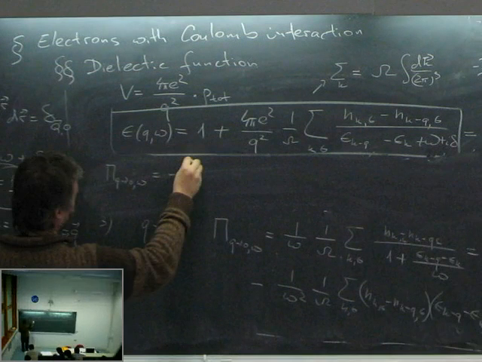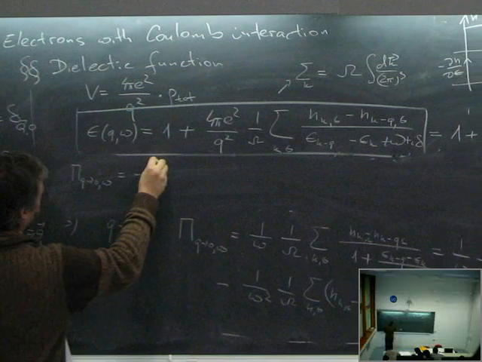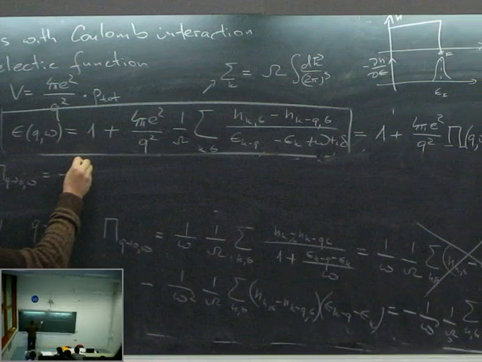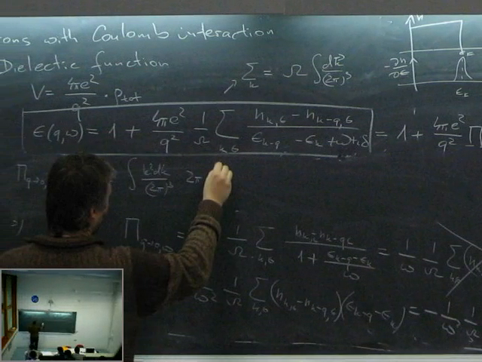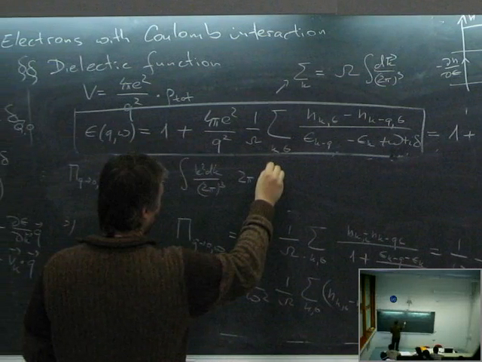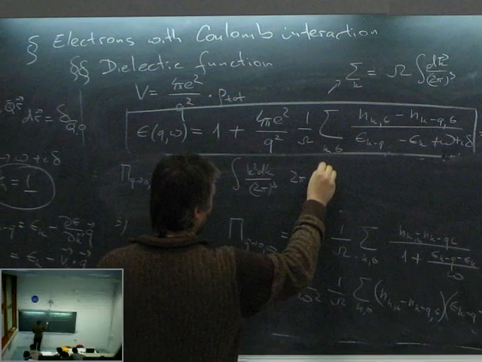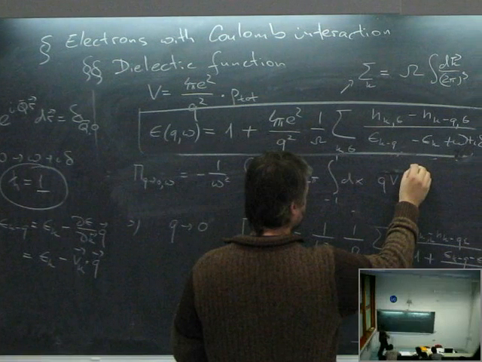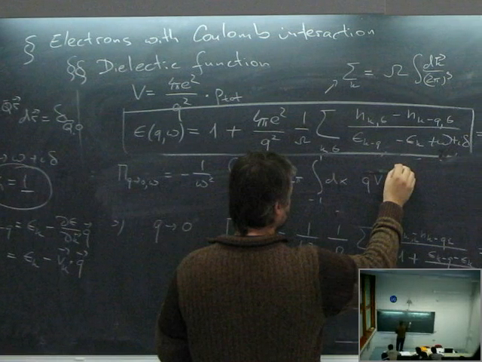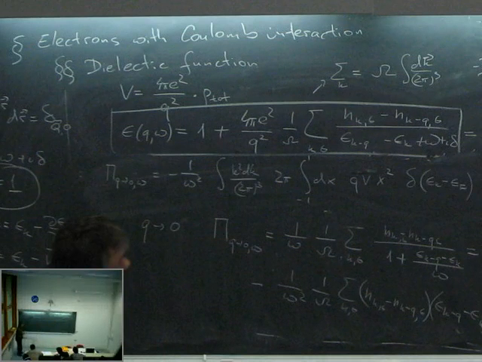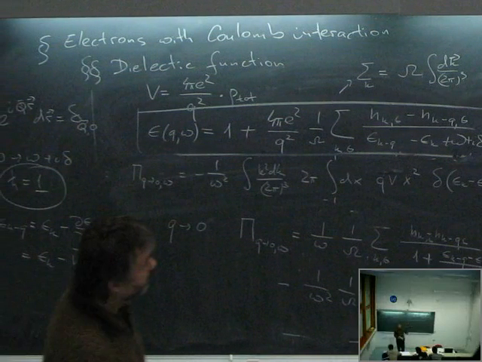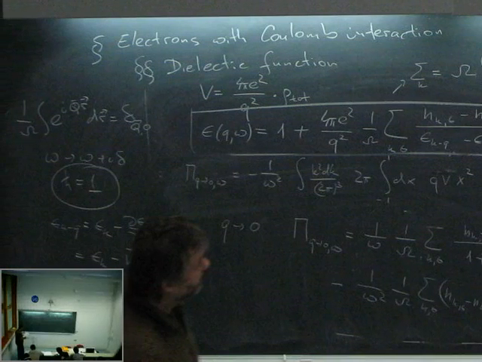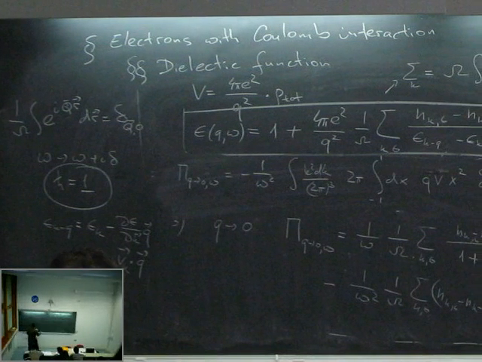P(q, 0, omega) is equal to minus 1 over omega squared. Instead of writing summation, I will write integration. Integral k squared dk over (2 pi) cubed. Integrating over the phi angle gives me 2 pi. Integrating over theta is integral from minus 1 to 1 dx, q v, sorry, it's q v times x, squared, and then I have a delta function, epsilon k minus epsilon F, which comes from this derivative. And I disregard all temperature dependent effects, so I replace my derivative just by a delta function. And this is also squared.